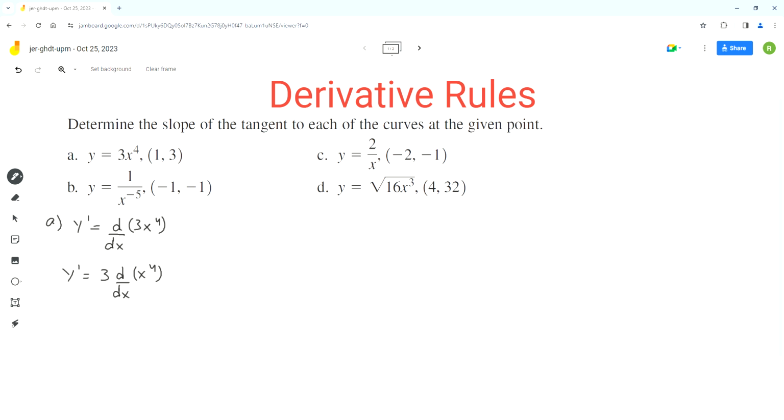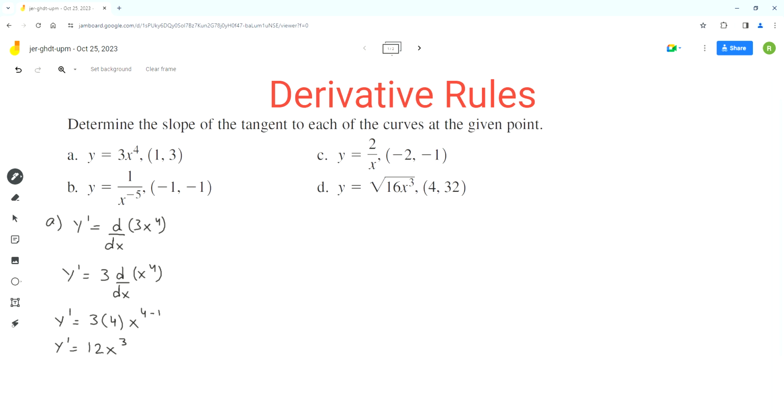So now we can use the power rule. So as per the power rule, we'll move the exponent to the front of the term. So 3 times 4 and then x to the power 4 minus 1. So we subtract the 1 from the exponent. So now we can simplify this term. So 3 times 4 is 12 and then x to the power 3.